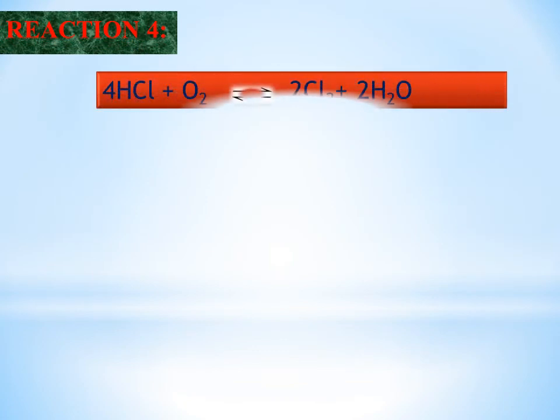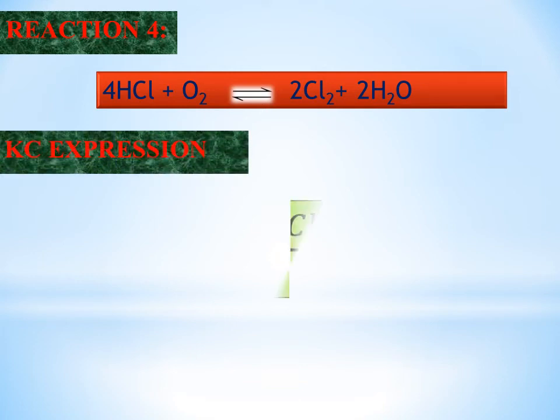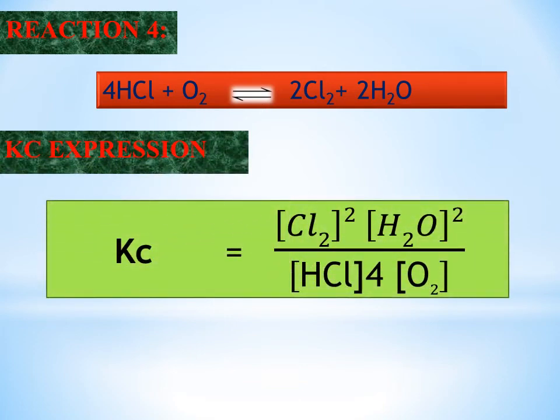Now reaction number 4 is when 4 moles of HCl react with 1 mole of oxygen, it will give us 2 moles of chlorine and 2 moles of water. So the Kc expression for this reaction will be concentration of chlorine as a whole square, because the square shows 2 moles of chlorine. Concentration of water as a whole square, because the square shows 2 moles of water. In the subscript, here is 4 moles of HCl and 1 mole of oxygen.